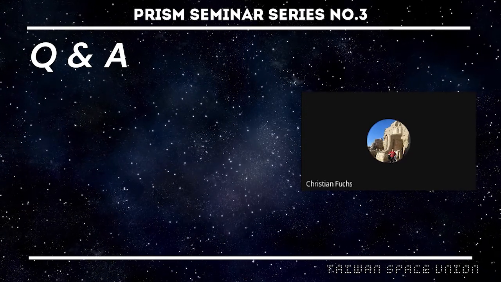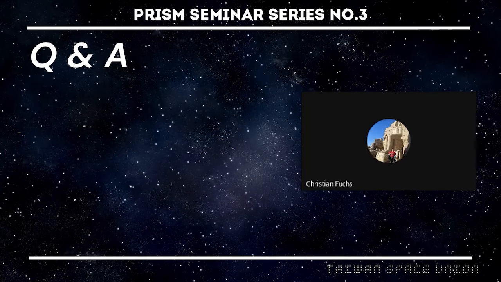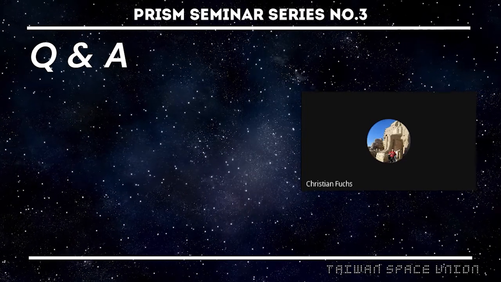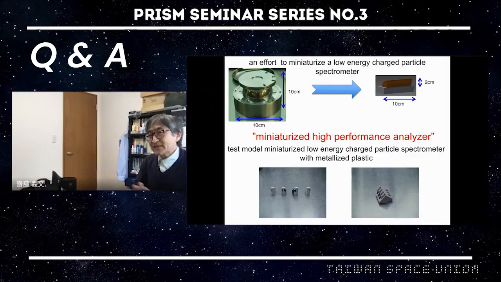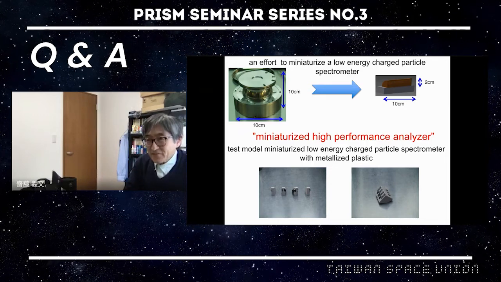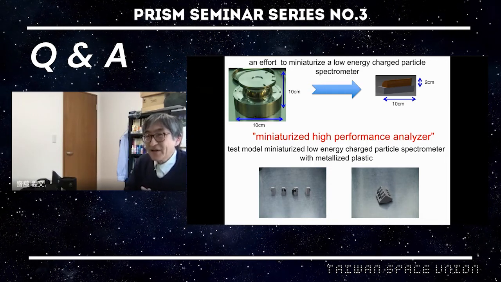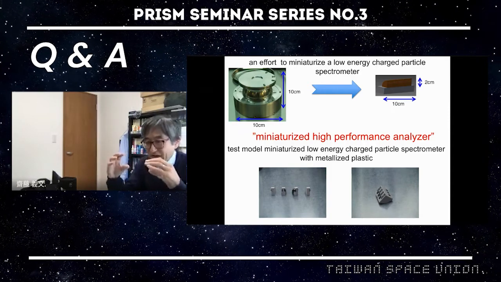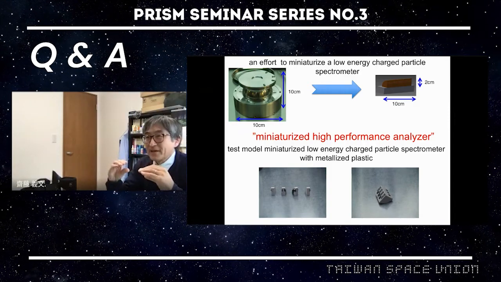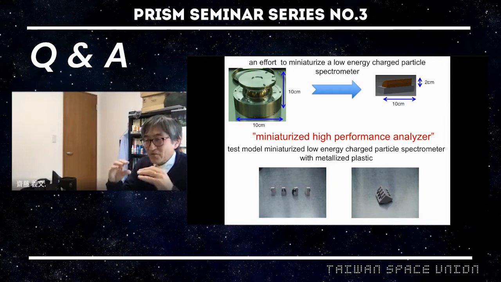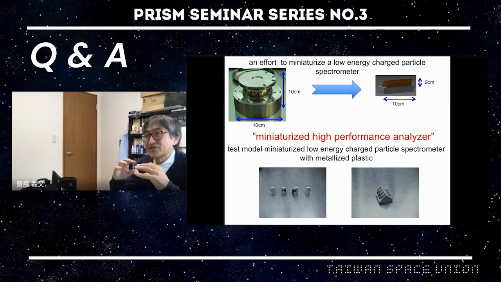So I wonder, can you describe in a bit more detail what hinders miniaturization? Okay, because the incident area cannot be miniaturized. If we want to realize high sensitivity, what we can do is develop a very thin analyzer. Thin analyzer means the volume is small, but the incident area is large.